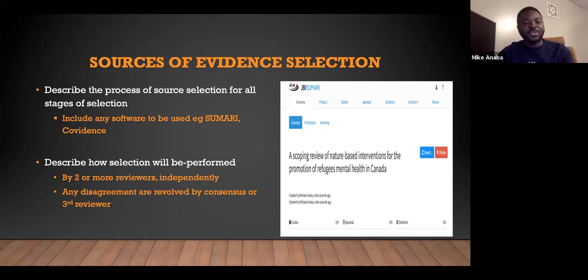And then describe how your selection will be performed. Again, it is important that you have 2 or more reviewers doing this independently. If there's a disagreement, there's the need for a 3rd reviewer to come in, and then the differences are resolved by consensus.